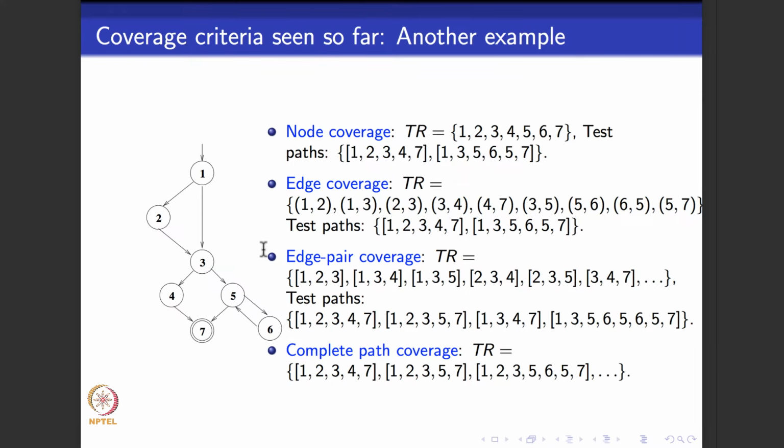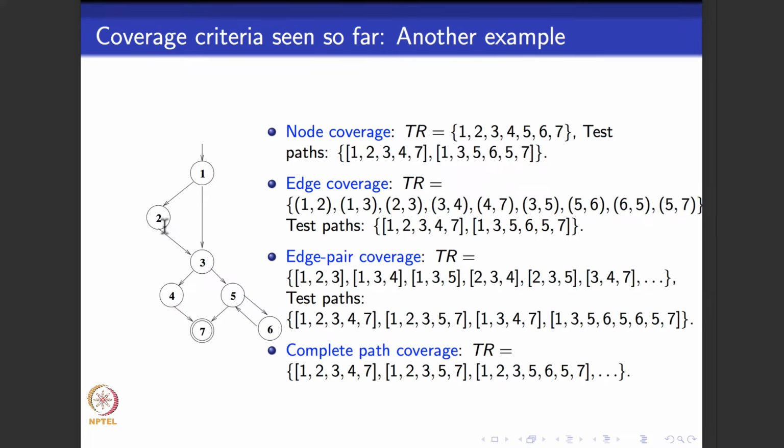So let's take a small graph. Here is a graph on the left hand side. It has about 7 nodes. Node 1 is the initial node. There is one final node, which is node 7. This could constitute a reasonably interesting control flow graph, right?